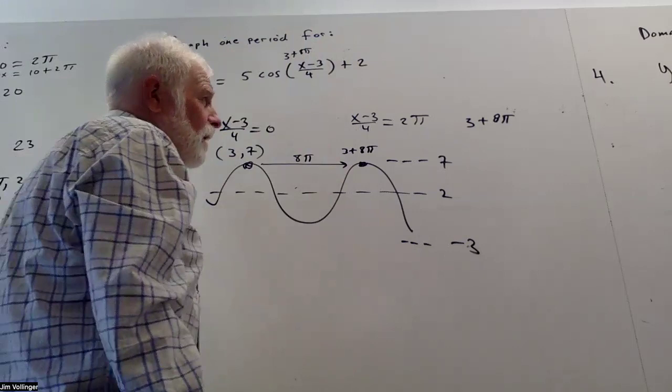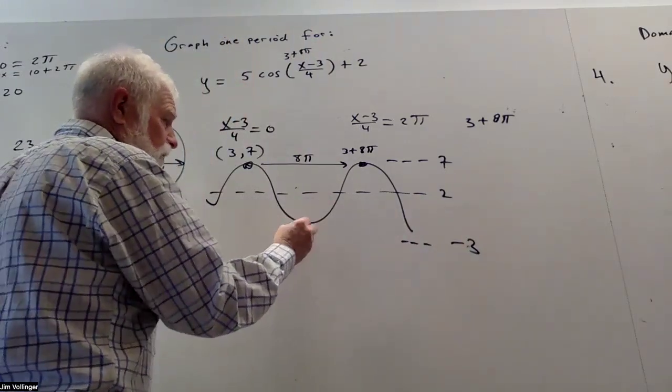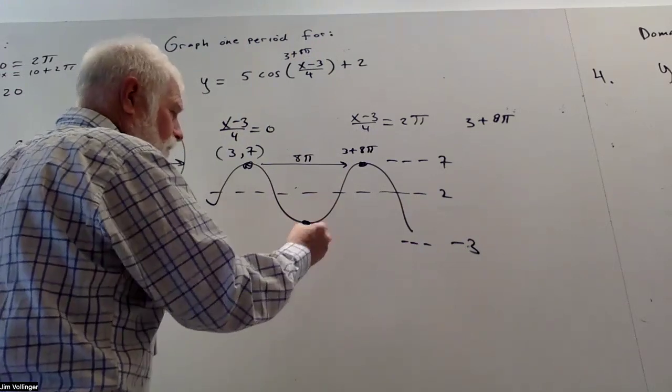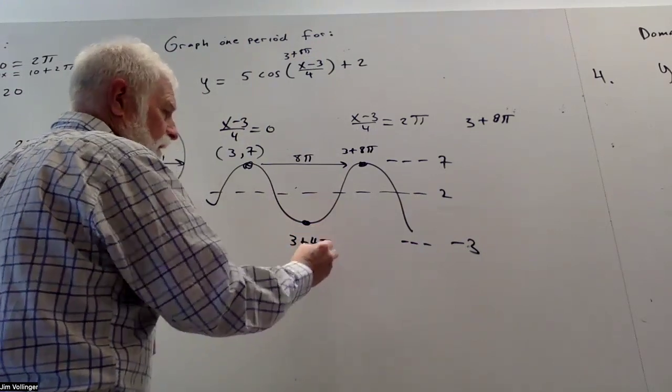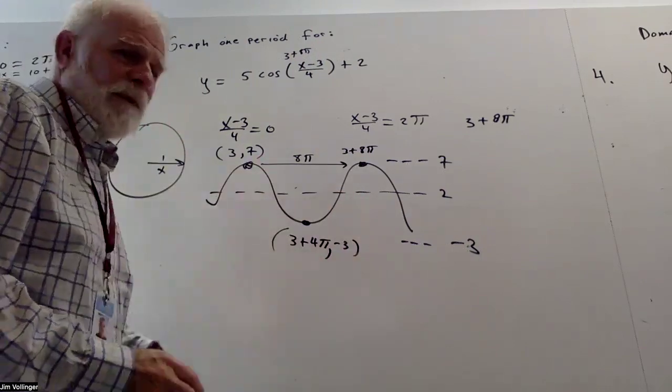All right, so where am I? I got control of this thing. So this is 3 plus 4 pi, excuse me. And that's going to get me negative 3. In other words, I can start putting in values based on the symmetry.